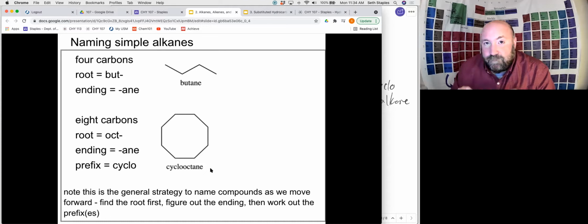Find your root first, find the longest carbon chain, and we'll look at some more complicated examples of that in subsequent lectures. But that's your basic pattern. Find your longest carbon chain first, there's your root, then go on from there and name the rest of the compound.